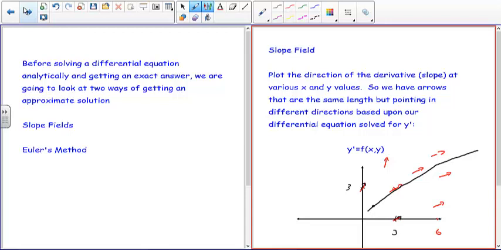And then what you can do is you can start at some initial point. So this is your initial condition. And then you can think of it as, well, the solution has to follow the direction of the arrows, because if I put a curve in there, this curve has to have the same slope at any point as the arrows do in the field.